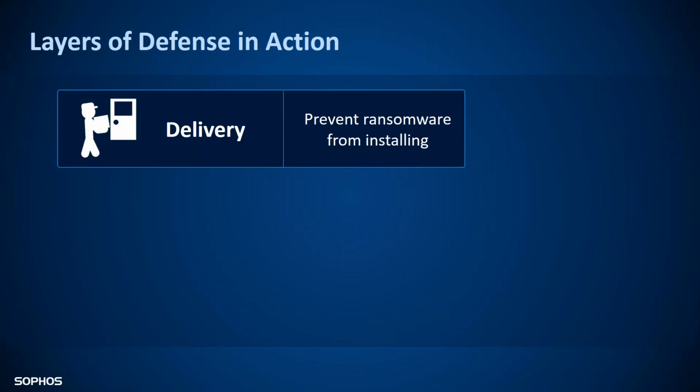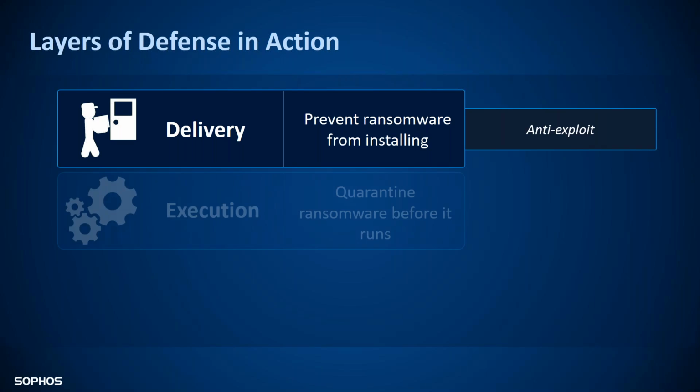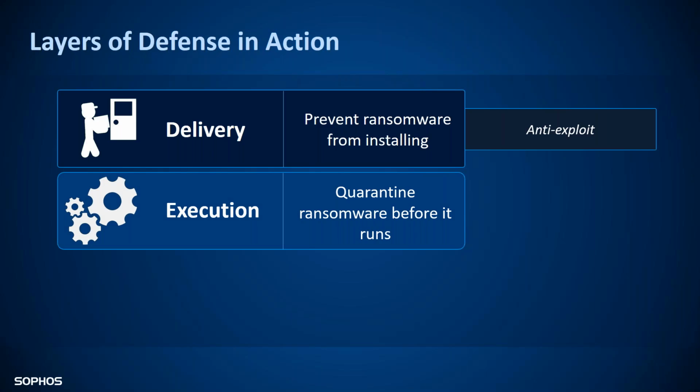So these layers of defense in action. First off, there's delivery. How do we prevent the ransomware from installing? Well, that's where we try to help block that delivery from happening through the known anti-exploits that are out there. Then, if it is able somehow to pass that anti-exploit and get delivered, we want to stop it before it has the opportunity to do any execution. We want to quarantine that ransomware before it runs. And that's where the deep learning engine comes into play.